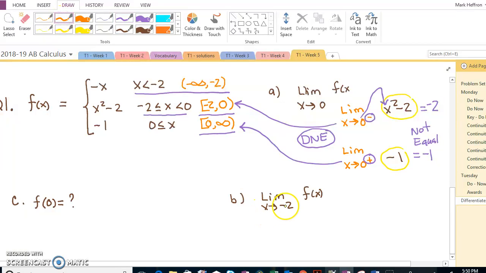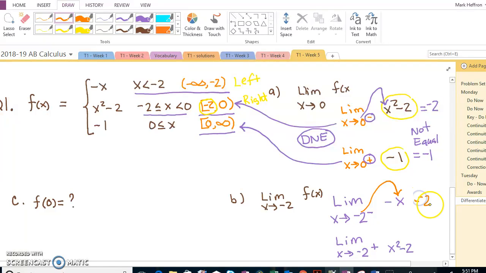Part B, we're asked for the limit as x approaches -2. So now we're using the upper piecewise for the left and the middle one for the right, because that is on the right side of -2. So as I set the upper one up, I'm plugging -2 into -x. Well, negative of -2 is +2. Similarly, when I plug -2 into x squared, I get 4 minus 2, which is also 2.